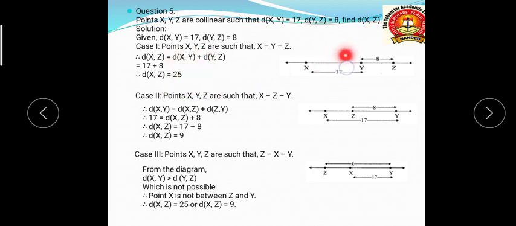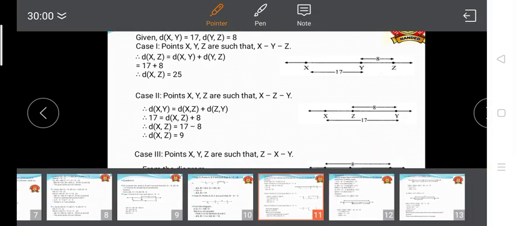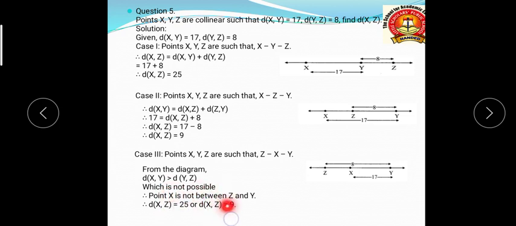So that is the first case here. Second possibility, maybe z is in between. So xy minus zy is equal to xz. So it is 17 minus 8 is equal to 9. And therefore distance of xz is equal to 9. Now third possibility. Maybe here y is over, z is over. Now x is in between. So xy is 17, yz is 8. So is it possible, 8 minus 17? No. So this is not possible. And therefore x is not in between z and y.